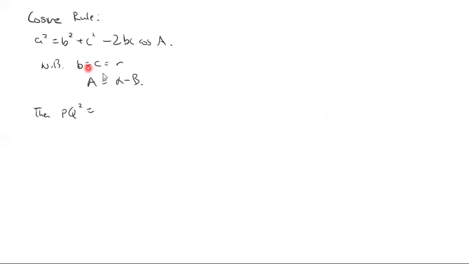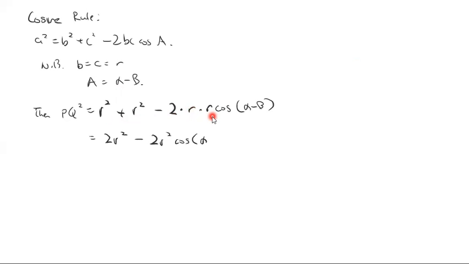So we know we're subbing in R for B and C. So that means this is R squared. This is also R squared. Minus 2 times R times R cosine of, and we're subbing this in. And R squared plus R squared is just 2R squared. And R times R is again R squared, so that's 2R squared. And that's not wrong, but I did say simplify if you can. And hopefully you guys can see that you can factor out 2R squared, leaving you with 1 minus cosine of alpha minus beta.